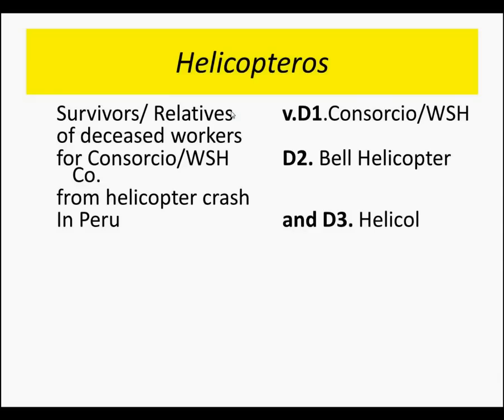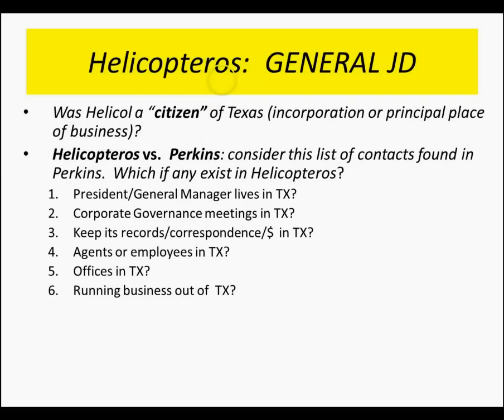General jurisdiction allows you to sue for anything, even unrelated things, but don't forget you can also argue potentially that these contacts related to the cause of action and that specific jurisdiction would have been appropriate. All right, so the big issue here is, is Helico a citizen of Texas? Answer is no, they're not incorporated or principal place of business there. Well, how do they stack up against the factors in Perkins?